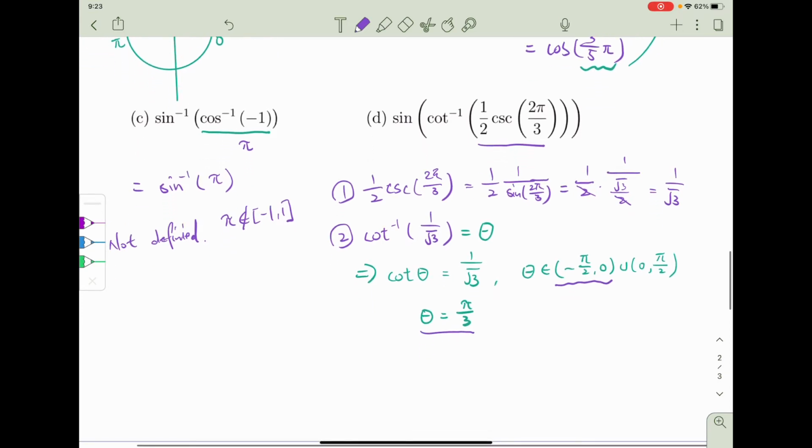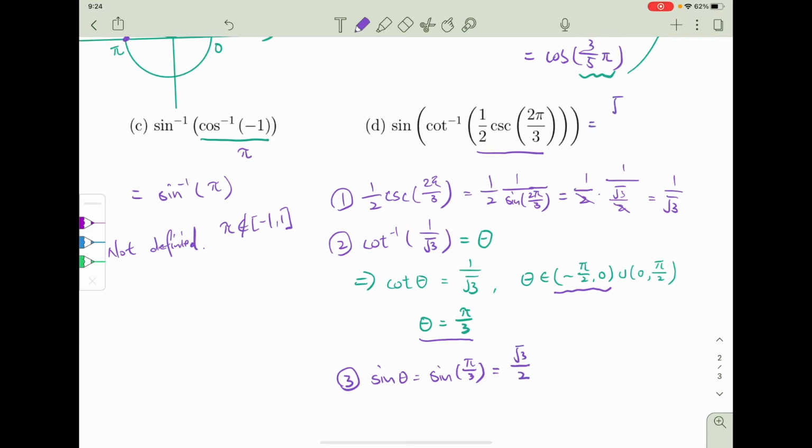Right? And the third step, plug this back into the sine. So sine of this thing is sine theta, which is equal to sine pi over 3, right? Which is square root of 3 over 2. So that is our final answer, square root of 3 over 2. A little bit complicated, but you see that the steps are exactly the same. As long as you follow the steps correctly, it's just a little bit lengthy. It's long, but it's not very difficult.